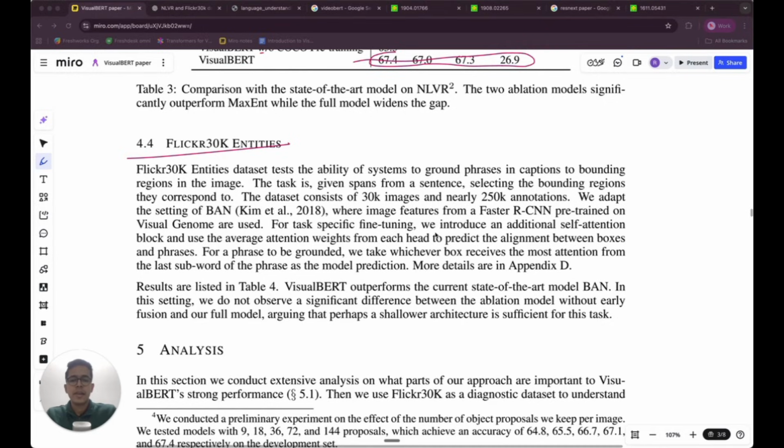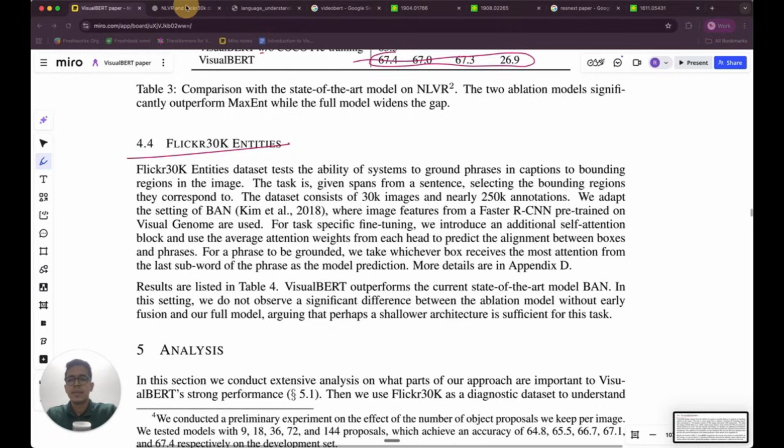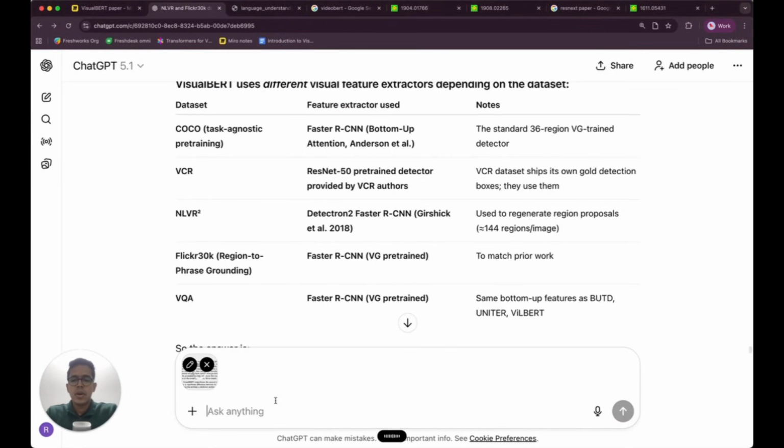For task-specific fine-tuning, we introduce an additional self-attention block and use, okay, I just want to know what the dataset looks like. That's the main thing here. What does the Flickr30K dataset look like? Basically, what is the input that goes into VisualBERT?